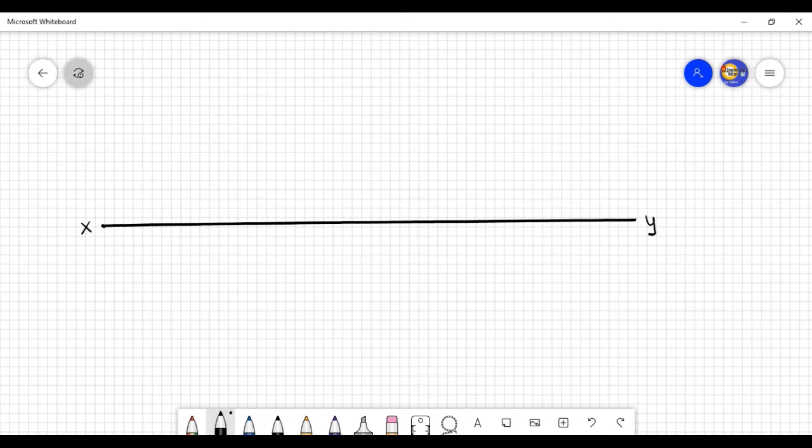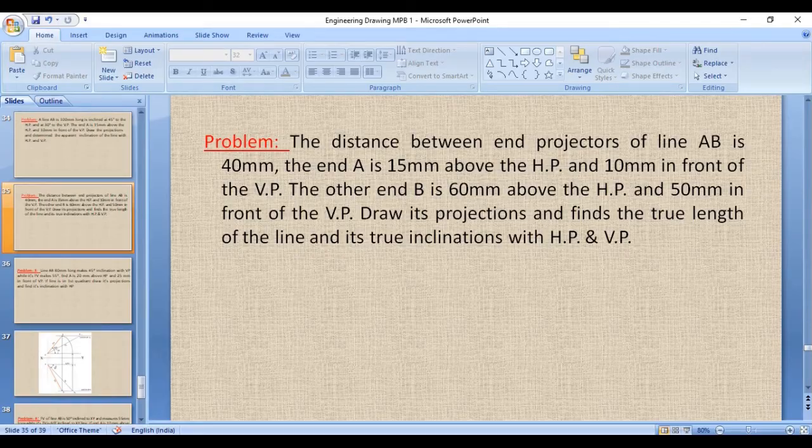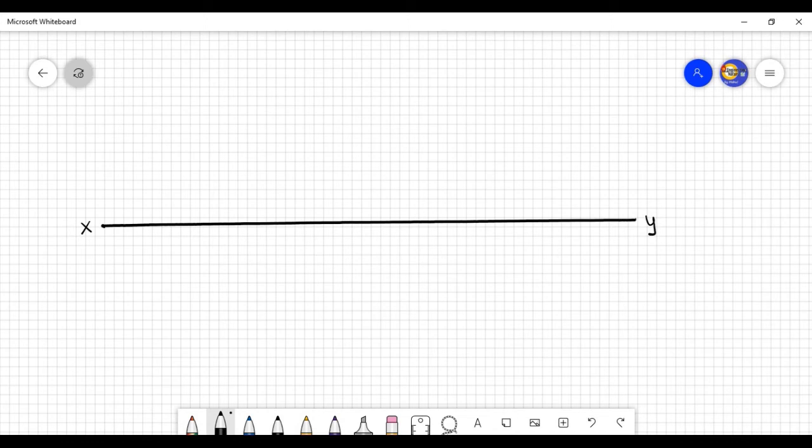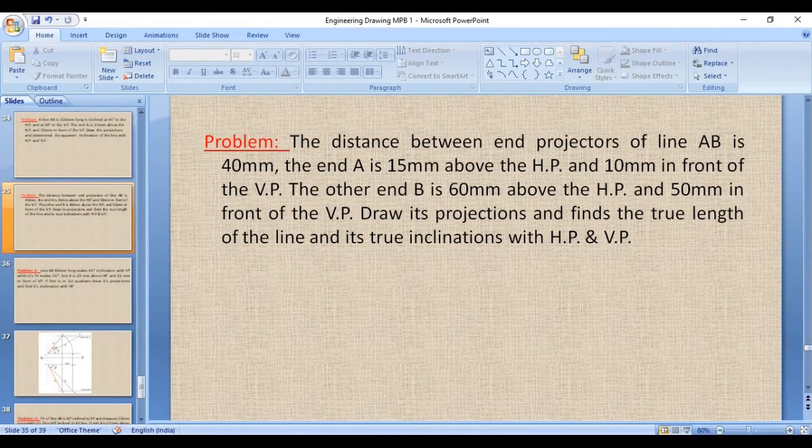With respect to the XY line, first, the position of A is clearly mentioned. Before that, let me show you the end projector. The distance between the end projectors is given as 40 mm. So let me mark that 40 mm distance between the end projectors. In between this 40 mm, our front view projections and top view projections must lie.